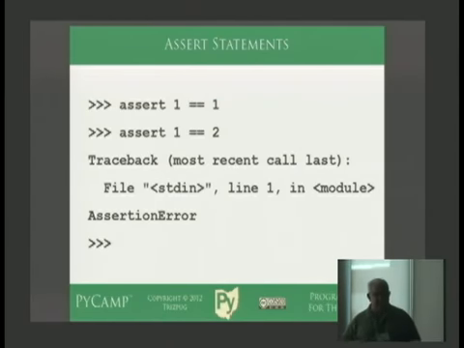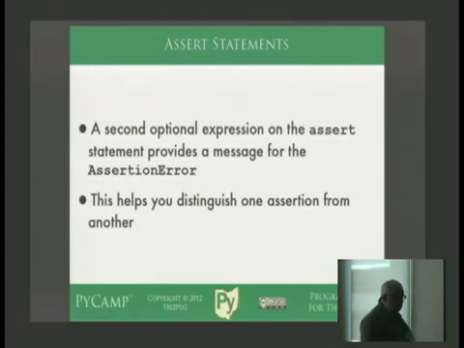If we were running this in a program, it would halt the program. And the traceback tells us where in our program the assertion error occurred. We can also provide a second optional expression to the assert statement that provides a message for the assertion error. Our first example did not provide any message, and this helps you distinguish one assertion from another in your code if you have many assert statements.